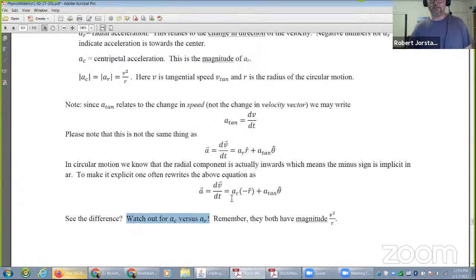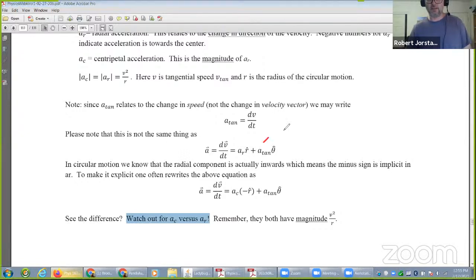So notice these two equations right here. In this case versus this case, for AC you have to put in a minus sign to make the direction explicit. Whereas here, AR contains the minus sign. It's implicit. All right. Okay. Any questions?